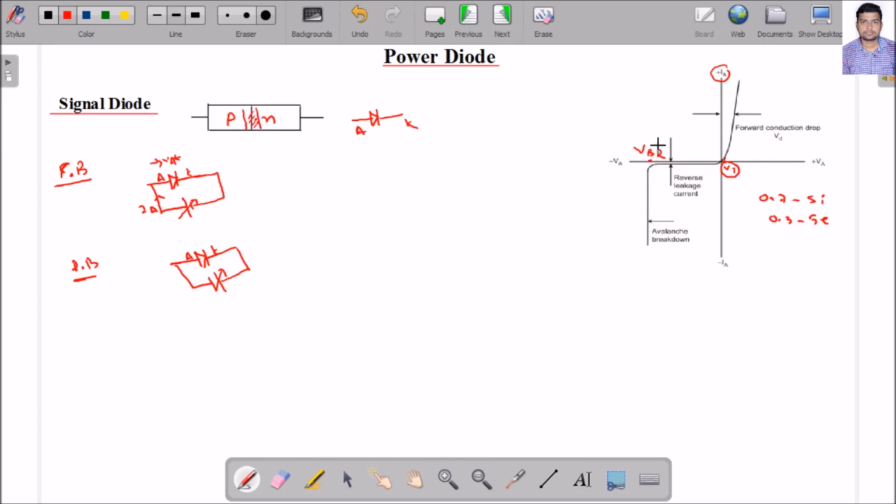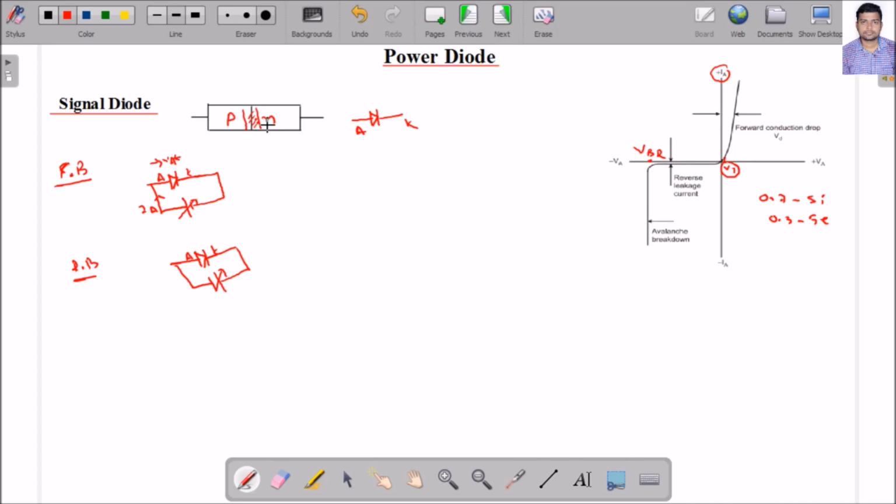At this point a high voltage and this high current lead to high power loss in the diode, which may damage the diode. So it is ensured that the voltage does not reach VBR, the reverse breakdown voltage. Clear? Because at reverse breakdown voltage a heavy amount of current will flow.